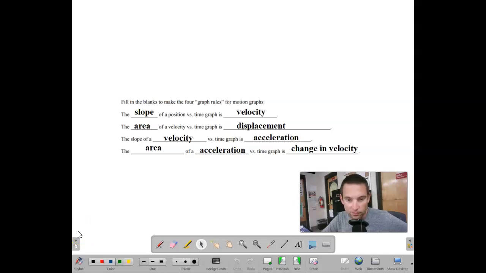First of all, we have the slope of a position versus time graph is velocity. Next, we have the area of a velocity versus time graph is displacement, or your change in your position. The slope of a velocity versus time graph is acceleration. The area of an acceleration versus time graph is change in velocity.